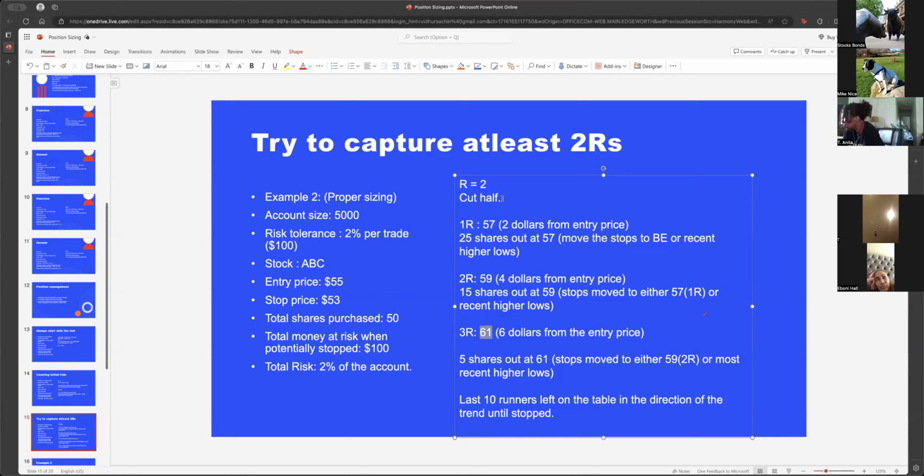When it moves 1 times your stop loss, cut half. No questions asked. Cut half immediately. Move your stop losses to break even. If it moves 2 times your stops, cut the second half. Move your stop losses to 1R. If it moves 3 times your stops, cut the third half. And then leave the runners on the table by just moving your stop losses up higher and higher and higher. That's all you need to do.